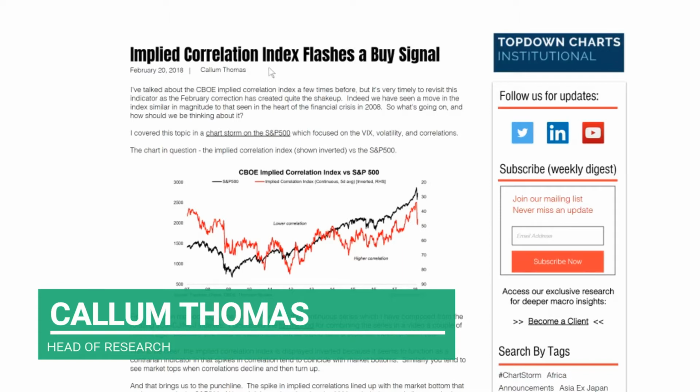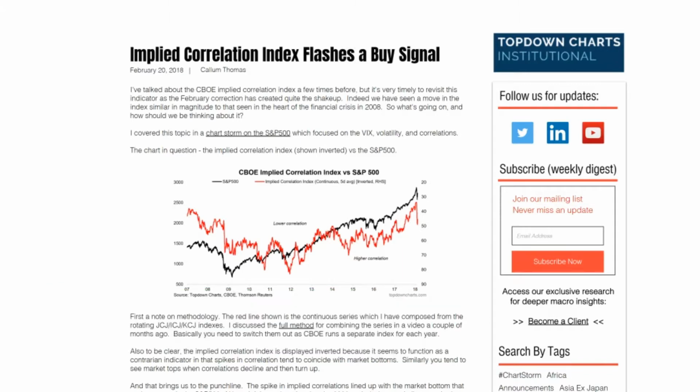Just wanted to run through a blog post here that we've got and also highlight another couple of charts that came from something that you might find pretty interesting. So the title of this article, as you can see there, is the Implied Correlation Index flashes a buy signal.